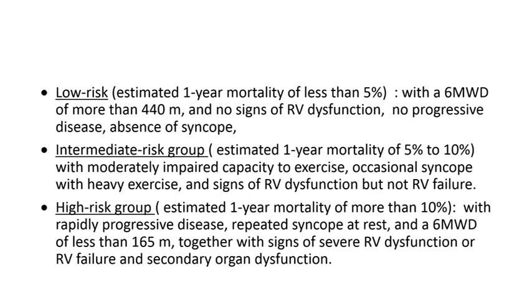So low risk patients, the 6 minutes walking test will be more than 440 meters. Intermediate risk patients with estimated 1 year mortality of 5 to 10%, while the high risk group, they have an estimated 1 year mortality of more than 10%, and those patients have low functional capacity with 6 minutes walking distance of less than 165 meters.